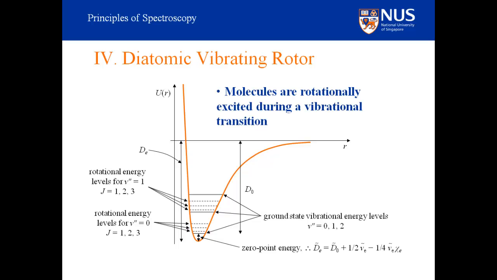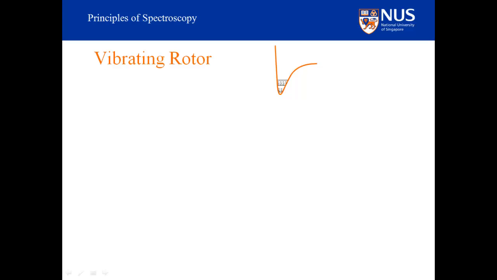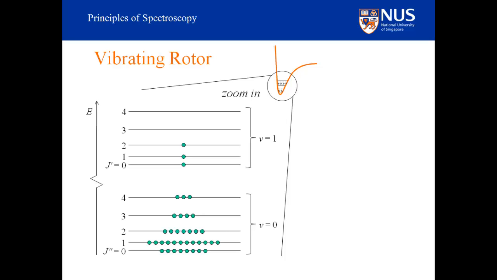So when we excite a molecule from one vibrational state to another, we predict there will also be a change in the rotational state. The molecule will be either rotationally excited or de-excited during the rovibrational transition. I've drawn out the potential energy again, but I want to focus on the V equals 0 and V equals 1 states and expand it.